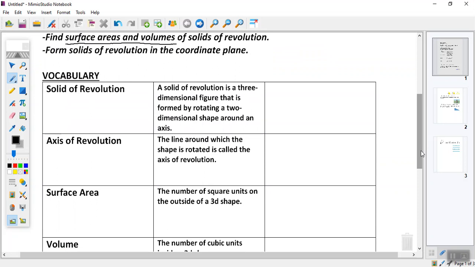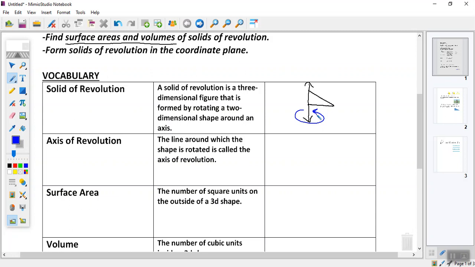Okay? So, first thing that we have here, kids, what is a solid of revolution? It says a solid of revolution is a three-dimensional figure that is formed by rotating a two-dimensional shape around an axis. It's kind of like saying, here was my axis of rotation. We might have a shape on that axis of rotation, and you are simply going to rotate it around this axis like that. You're going to rotate it so it forms a shape.